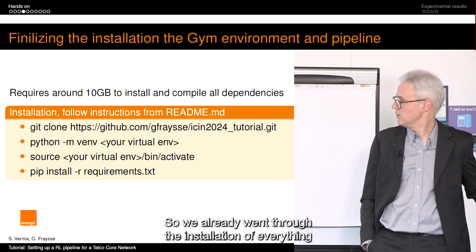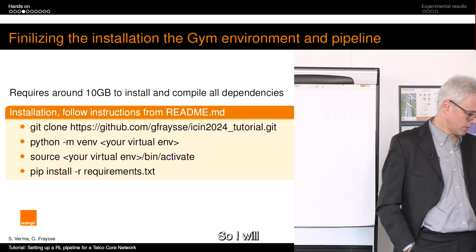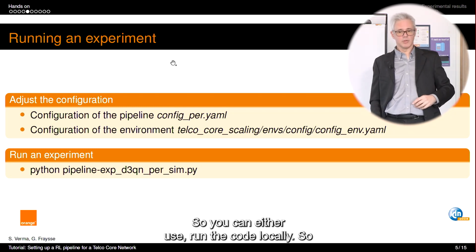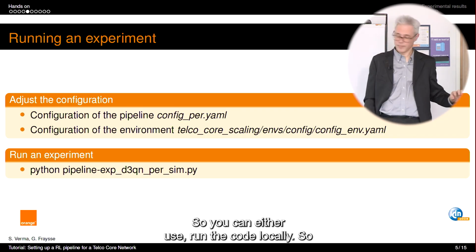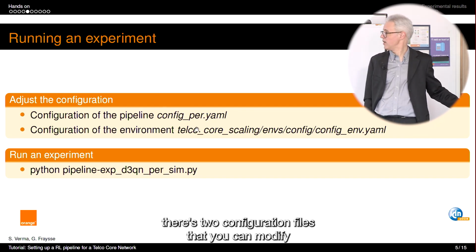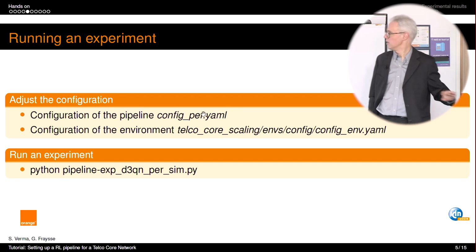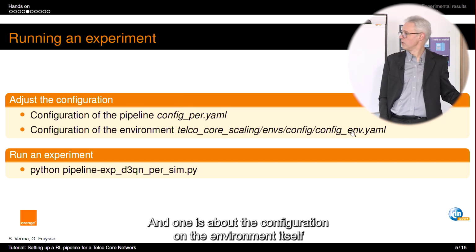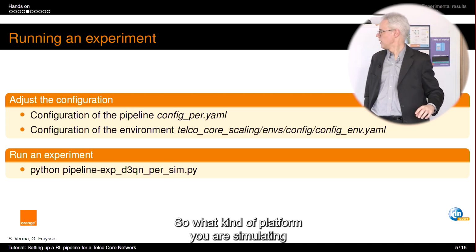We already went through the installation of everything, so I will walk you through some examples. You can run the code locally. There are two configuration files that you can modify, and I'm going to give some examples before you do that. One is for the configuration of the pipeline and the experiments, and one is the configuration of the environment itself, meaning what kind of platform we are simulating.